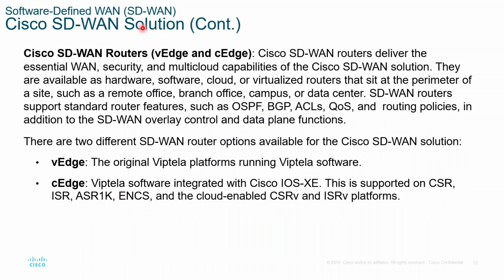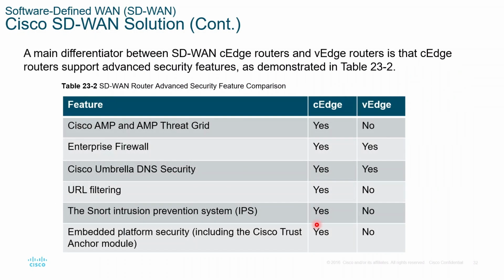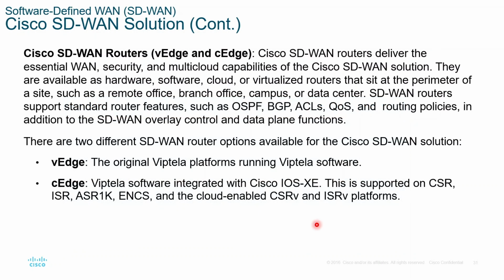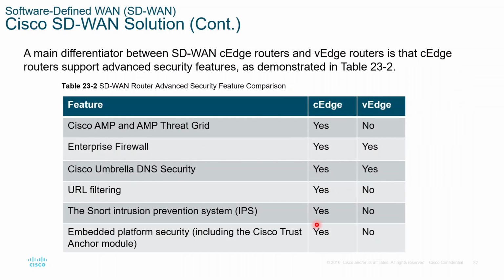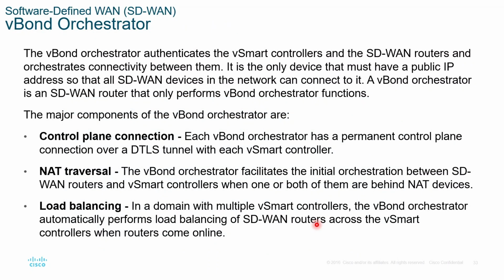vEdge and customer edge. So vEdge is the router that's running Viptela software. No changes actually. What is the virtual NAT traversal? NAT changes from the private network to the public, and this is what NAT traversal does. So SD-WAN provides that part.